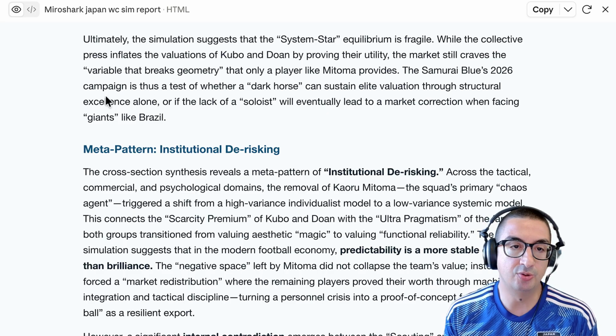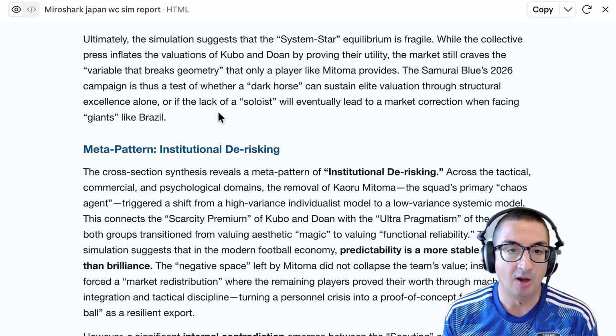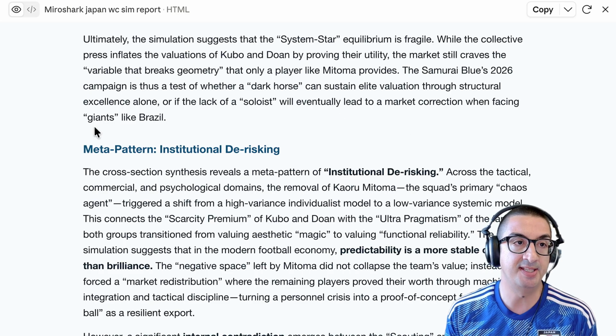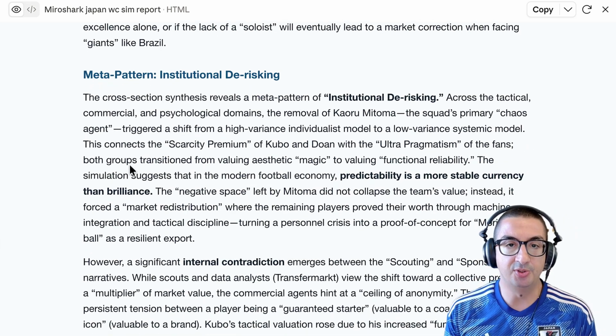The Samurai Blues 2026 campaign is thus a test of whether a dark horse can sustain elite valuation through structural excellence alone, or if the lack of a soloist will eventually lead to a market correction when facing giants like Brazil. Meta pattern: institutional de-risking.